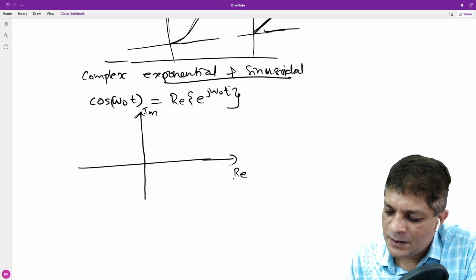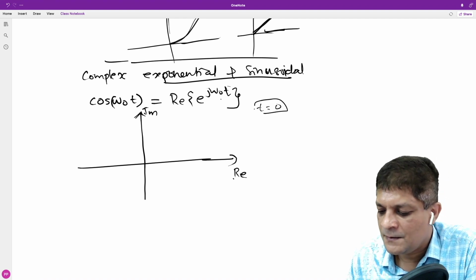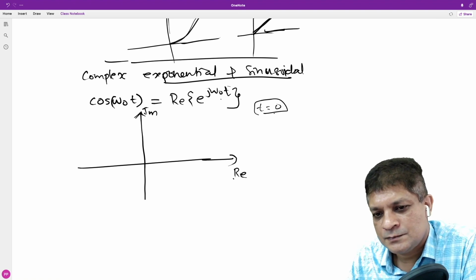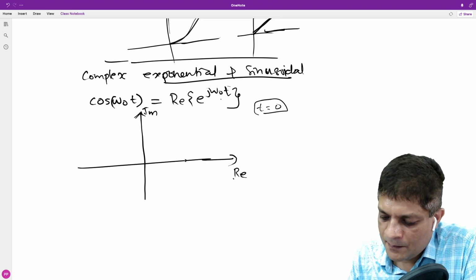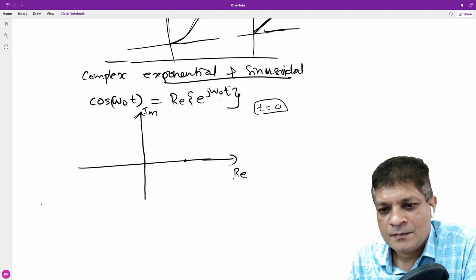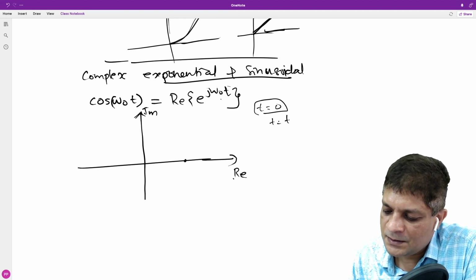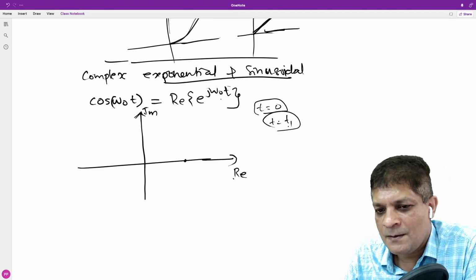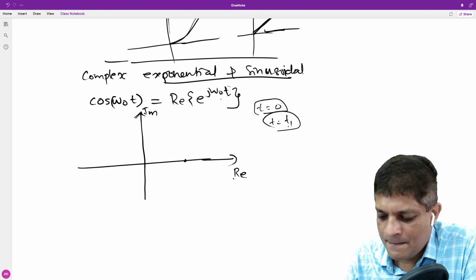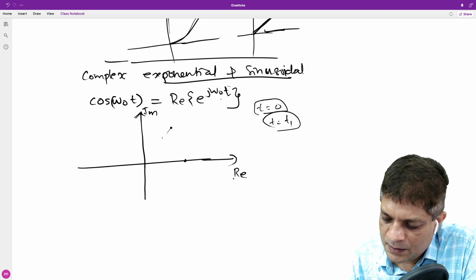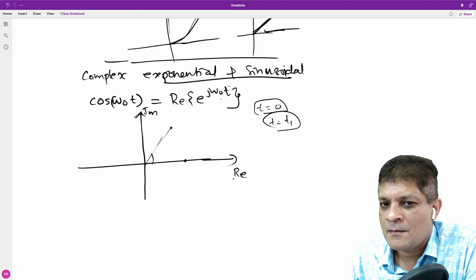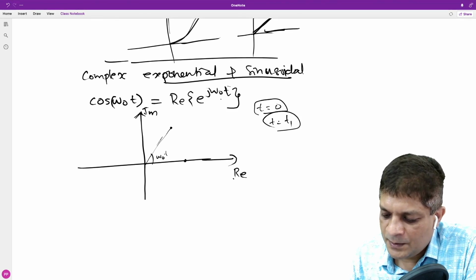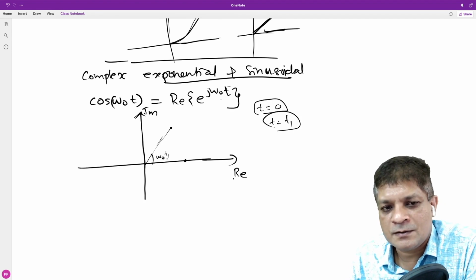For example, let us start with this. What is the value of the signal at t equals 0? Where is that point? So it is (1, 0). It is at this point, isn't it? Now, if we take another time instant, let's say t is t1, where is that signal? Some point here. And what will be this angle? It is omega naught t1.